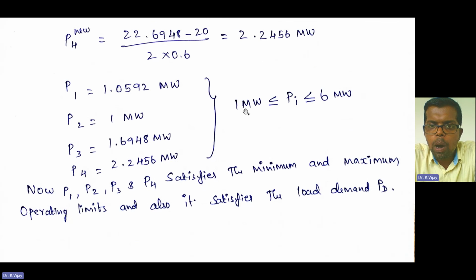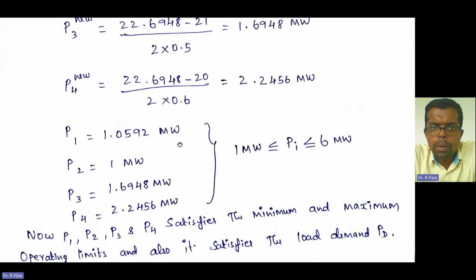The minimum and maximum operating limits are given as 1 megawatt less than or equal to Pi less than 6 megawatt. Now all the generating units P1, P2, P3 are within these minimum and maximum operating limits. Now you need to write the conclusion: P1, P2, P3 and P4 satisfy the minimum and maximum operating limits, and it also satisfies the load demand. Take your scientific calculator and calculate P1 plus P2 plus P3 plus P4. You get approximately 6 megawatts, so it satisfies the load demand. Like this, you need to conclude the problem.